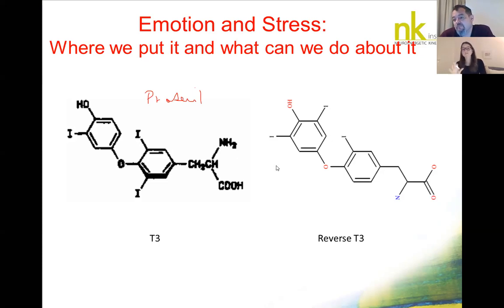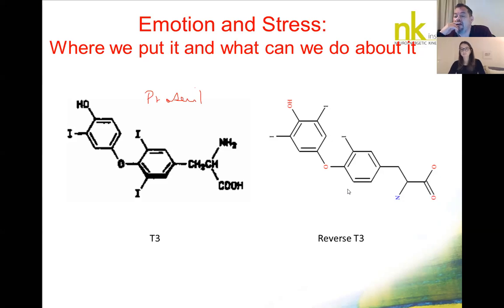And over here, you've got the reverse T3, the iodine's taken off the first tyrosine.